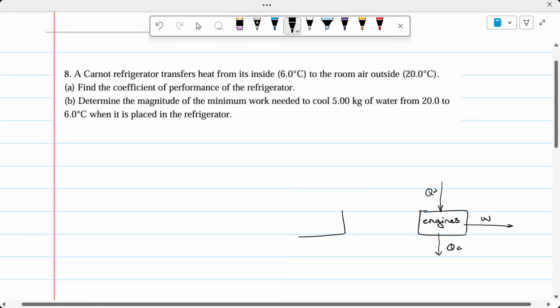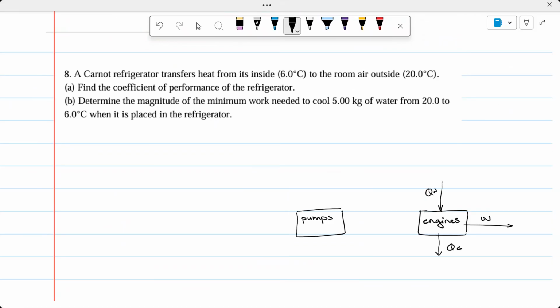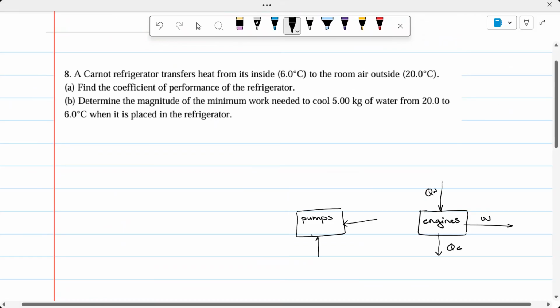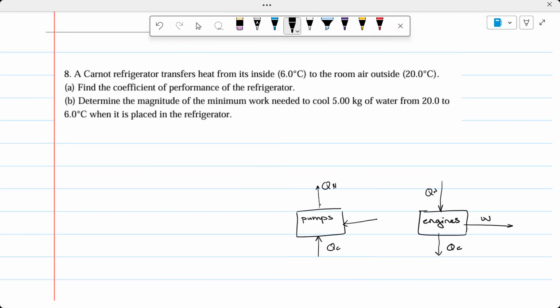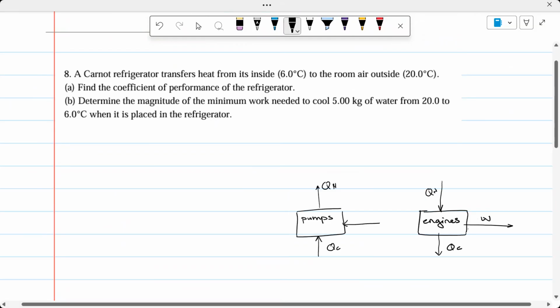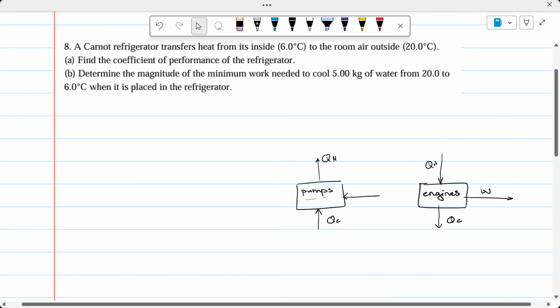Whereas in pumps or refrigerators, we are doing the opposite. We're doing work to take heat from the cold compartment and push it towards the hot end, which is the non-spontaneous direction of energy transfer. So what we're considering now is a refrigerator. So it's basically a pump. Remember, the difference between the two is basically it would reflect in the efficiency per se.